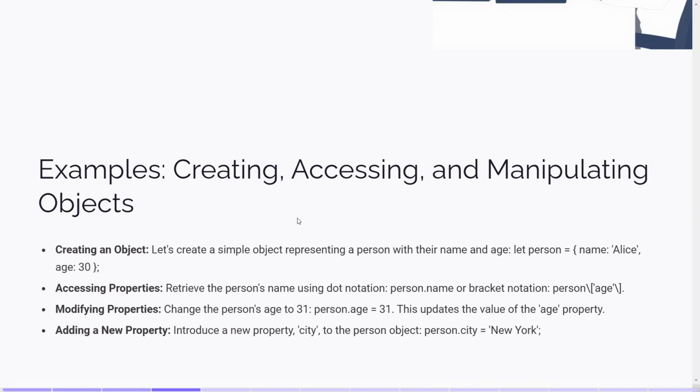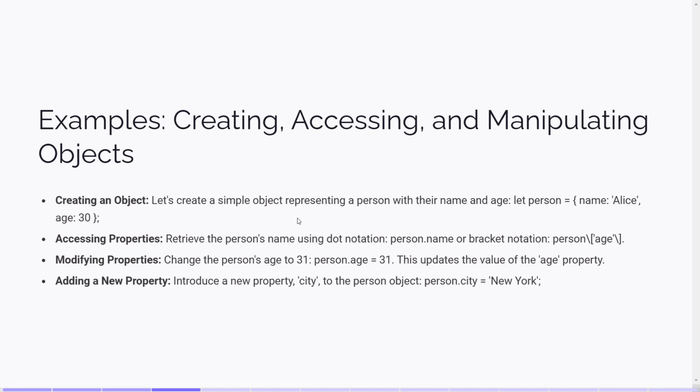Here let us see some examples. Here an object person is created and the properties are name and age. For accessing properties, we use dot operator or bracket. Here we used person.name which returns Alice, and here we used square brackets. And for modifying the age, here we used person.age equals 31. This updates the value of age to 31. Introducing a new property, for example here person.city, introduces a new property to the object.